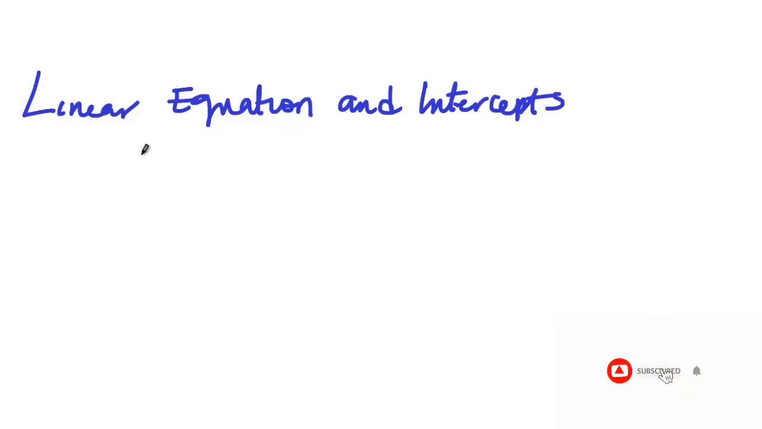So in this video, we are going to be looking at linear equation and intercept. I have shot a short video on how to determine the intercept on an xy plane, also known as the Cartesian coordinate. So let's start with a linear equation.